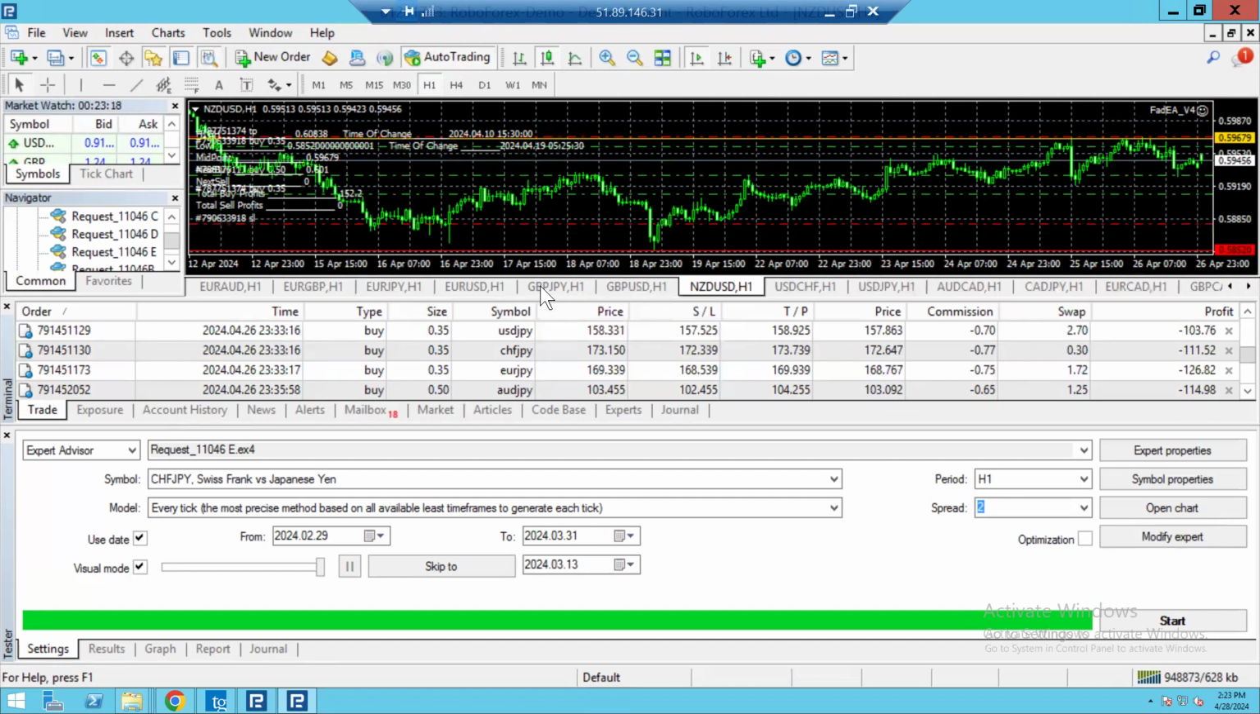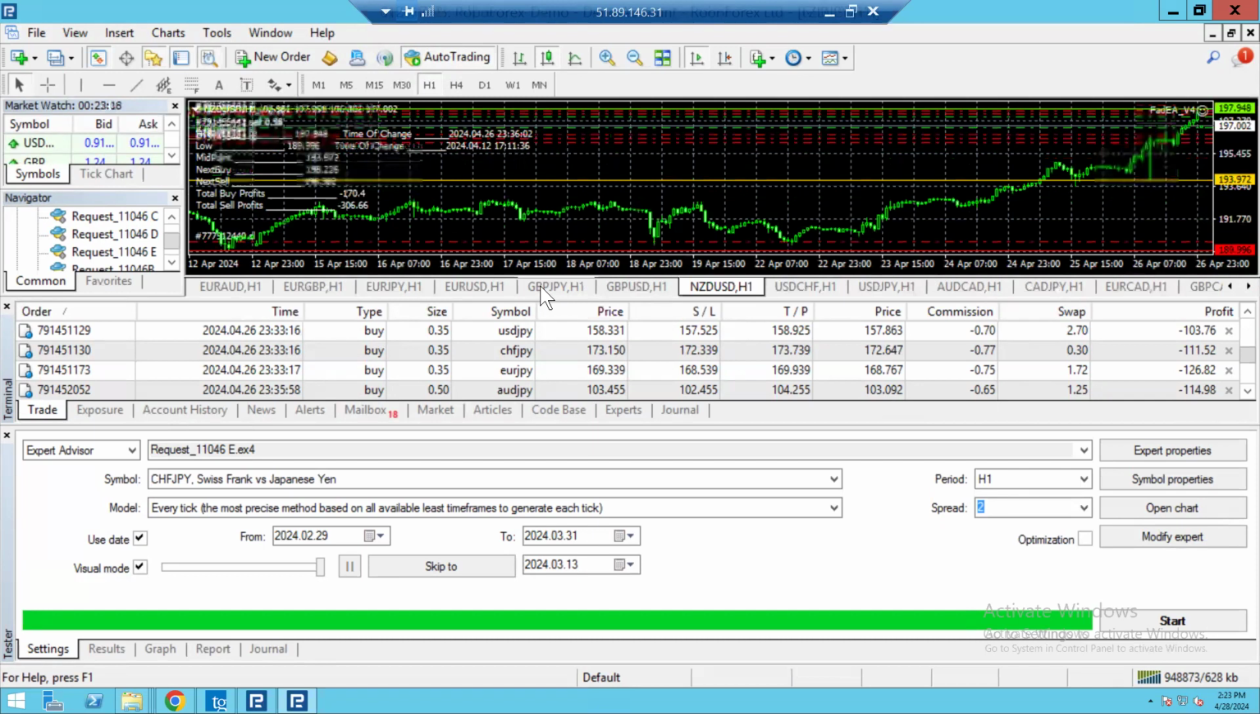So look at this as well, GBP JPY. Let's look at the position. You can see the high price of 197.9, roughly 198, and the low price of 189.9. Can you see that? The time of change of the high is the 26th of April, and the time of change of the low is the 12th of April. So you can see that it is the low price that came first before the high price.